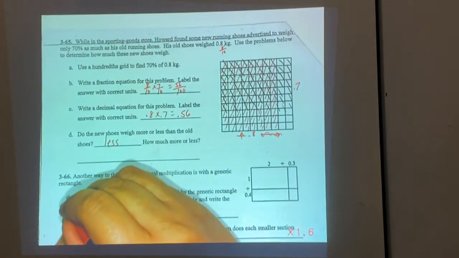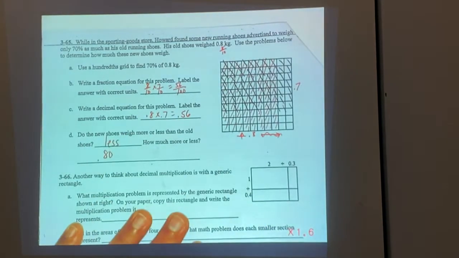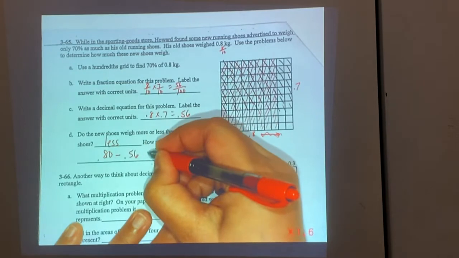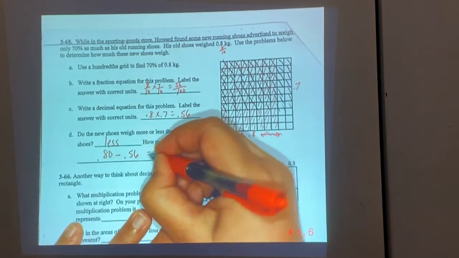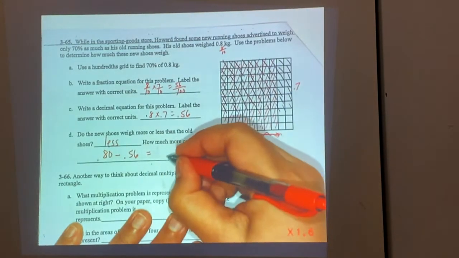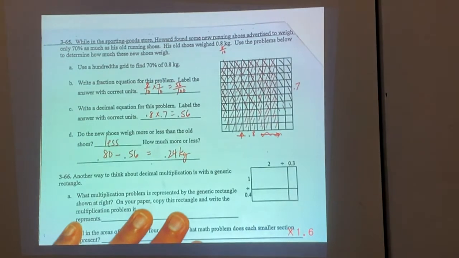Okay, so the old shoes weighed 80 kilograms. The new shoes weigh 56 kilograms. So what's 80 minus 56? 0.24 kilograms. I guess that's important if you're running because you don't want a lot of weight on your feet.